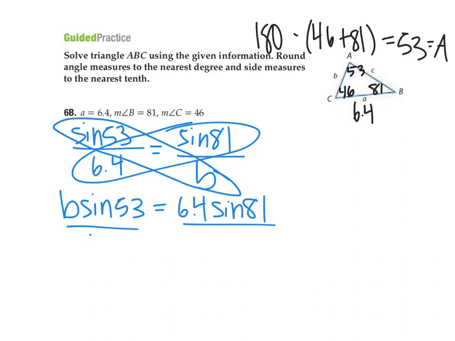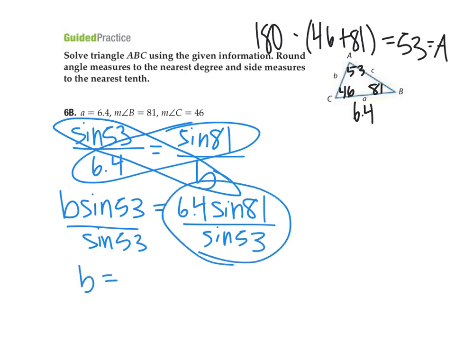I'm going to divide both sides by the sine of 53, and I get B equals, and then this part is what I'm putting in my calculator: 6.4 times the sine of 81 divided by the sine of 53. That's going to equal 7.915. Remember, for side lengths, they want you to round to the nearest tenth, so our answer will be 7.9. I'm going to add that over here to the triangle, 7.9.